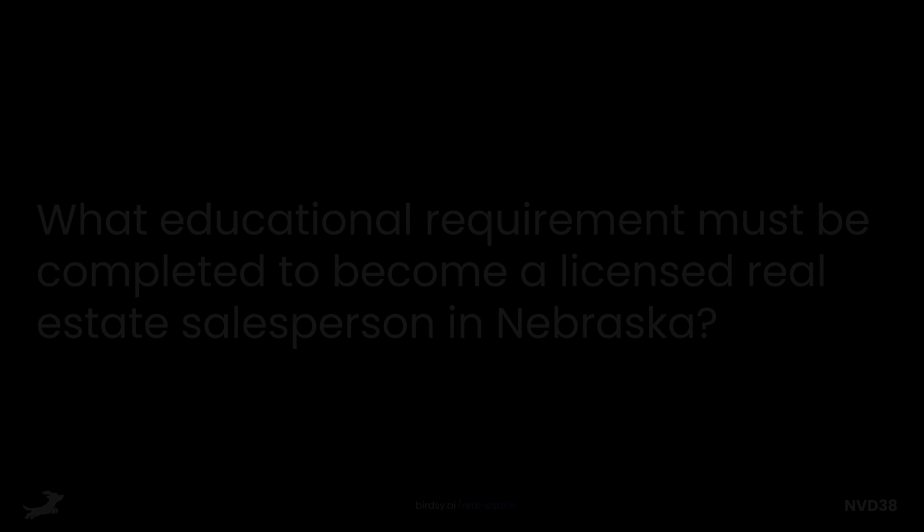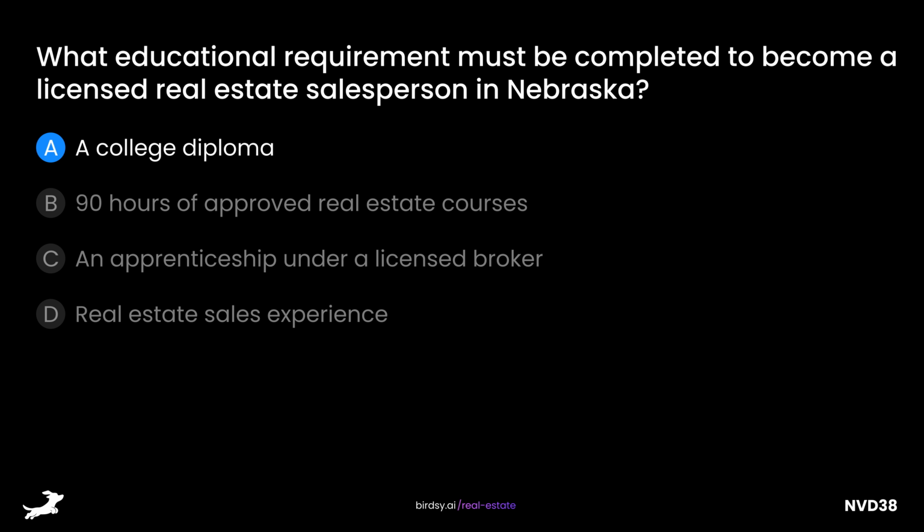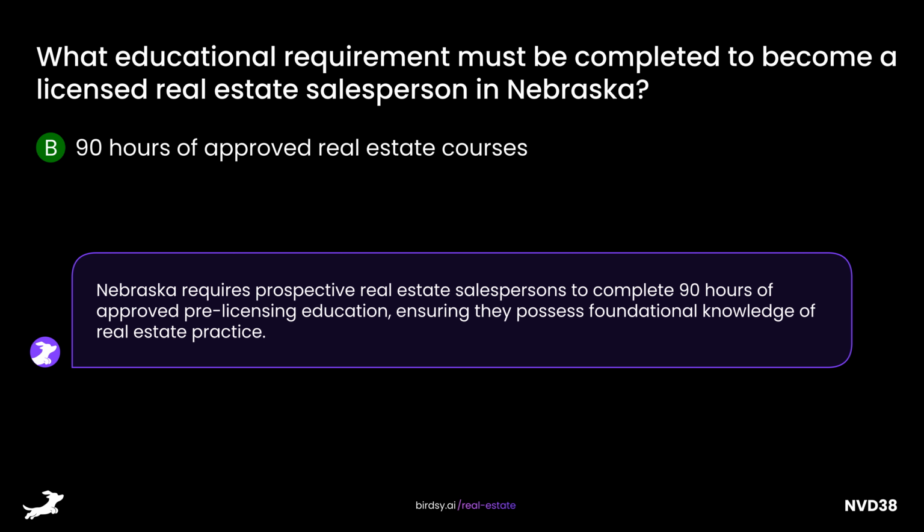What educational requirement must be completed to become a licensed real estate salesperson in Nebraska? Is it A, a college diploma, B, 90 hours of approved real estate courses, C, an apprenticeship under a licensed broker, or D, real estate sales experience? The answer is B, 90 hours of approved real estate courses. Nebraska requires prospective real estate salespersons to complete 90 hours of approved pre-licensing education, ensuring they possess foundational knowledge of real estate practice.